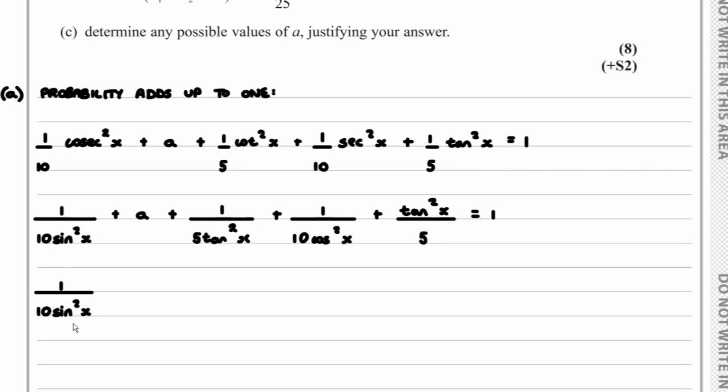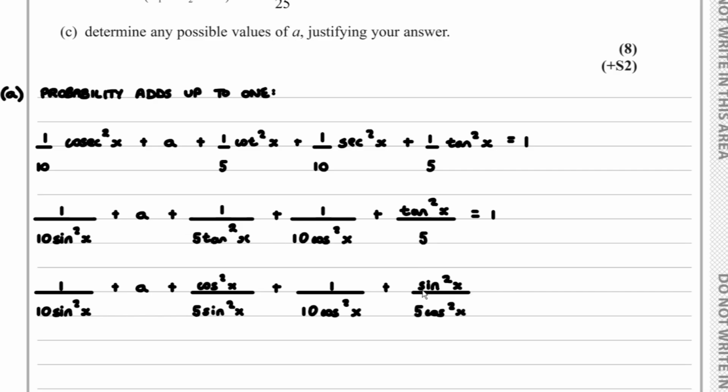So I've got 1 over 10 sine squared x plus a, and we know that tan squared is sine squared over cos squared, so 1 over tan squared is cos squared over sine squared. So I add on to this cos squared x over 5 sine squared x, then I add on 1 over 10 cos squared x, and then I add on sine squared x over 5 cos squared x. This is all equal to 1.